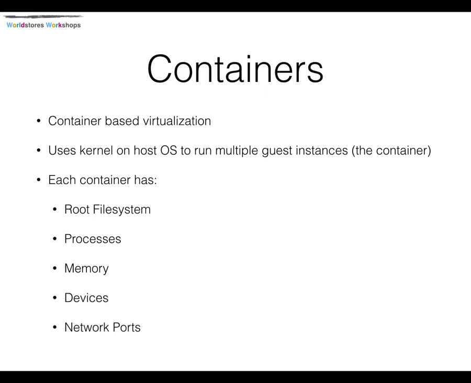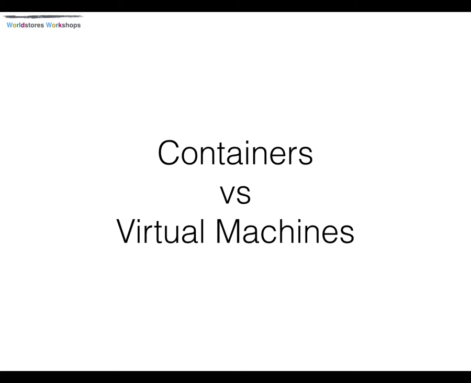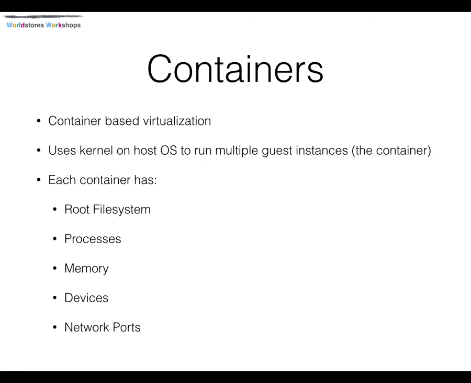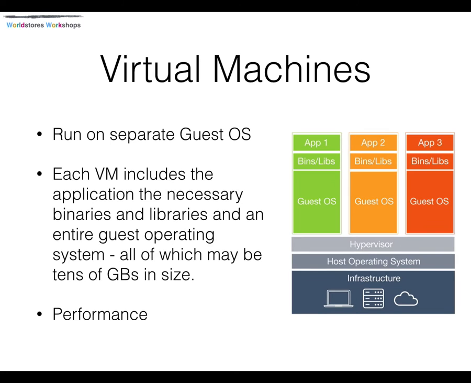So each container, when it gets spawned up, has a root file system, processors, its own internal memory, its own network mapping, and its own devices associated with it. So what are some of the differences between containers and virtual machines?